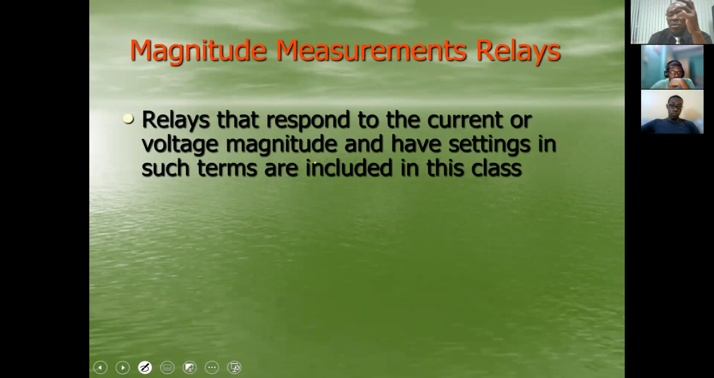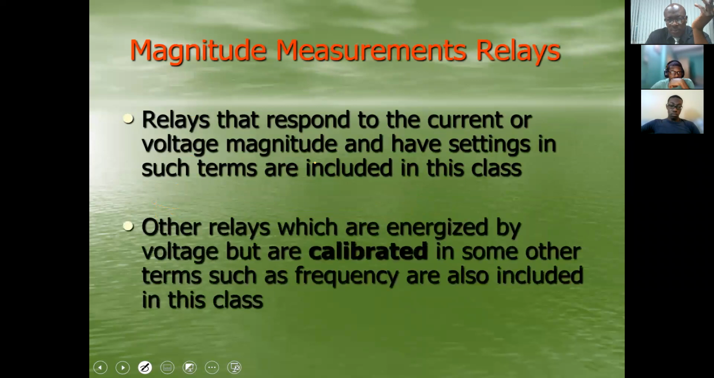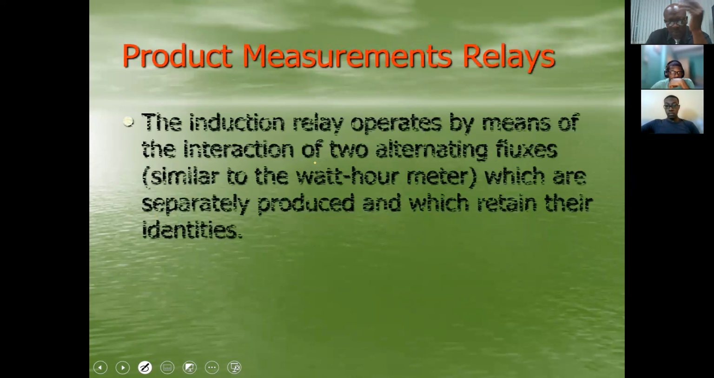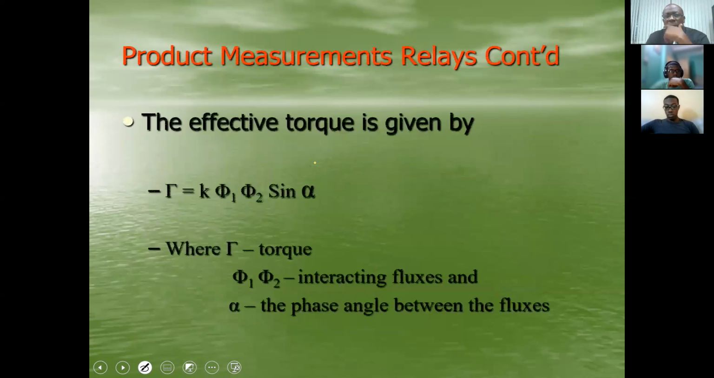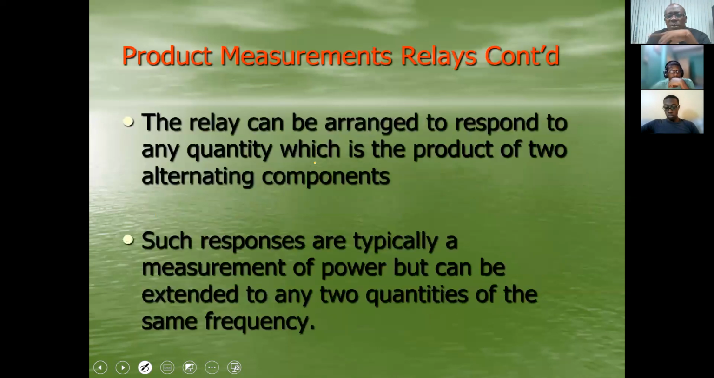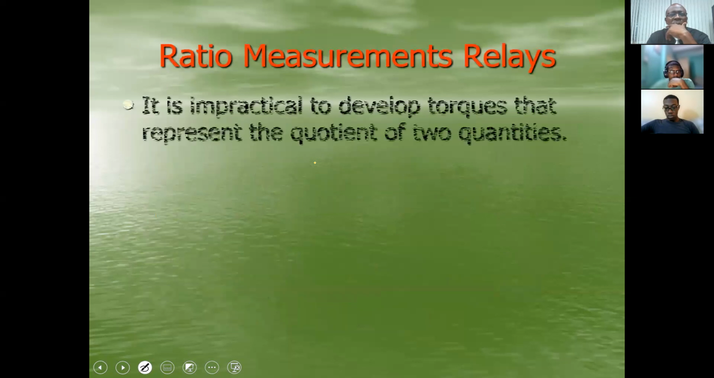So as I said, in terms of the voltage and current, we're looking at magnitude, all right? And we set them based on certain thresholds and then monitor accordingly. For product, we are looking at both V and I, which is what is important. And of course, for the ratio, we are looking at V and I. All right, don't need to go into all of that right now.